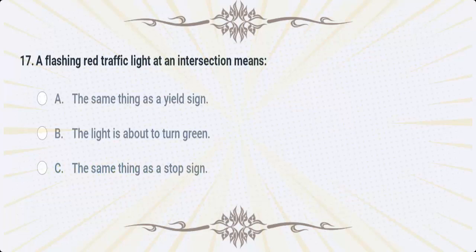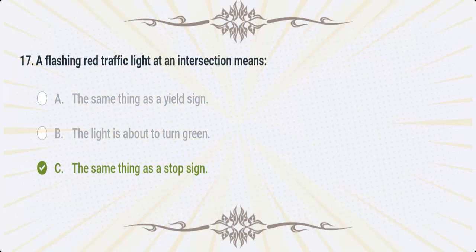A flashing red traffic light at an intersection means A. The same thing as a yield sign. B. The light is about to turn green. C. The same thing as a stop sign.